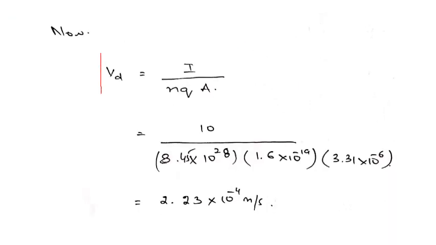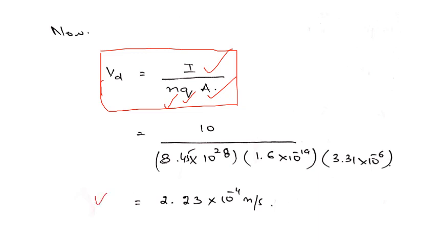We have derived this drift velocity in the article. So I know that Vd is equal to I over nqA. I have the value of I, n, q as well as A. So simply putting in all the values, I get Vd equal to 2.23 into 10 to the power minus 4 meters per second. So this is how we have calculated drift velocity for the given data in the question.